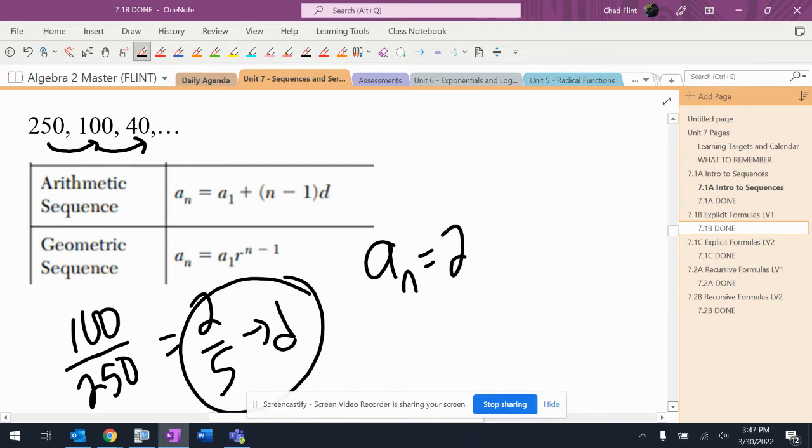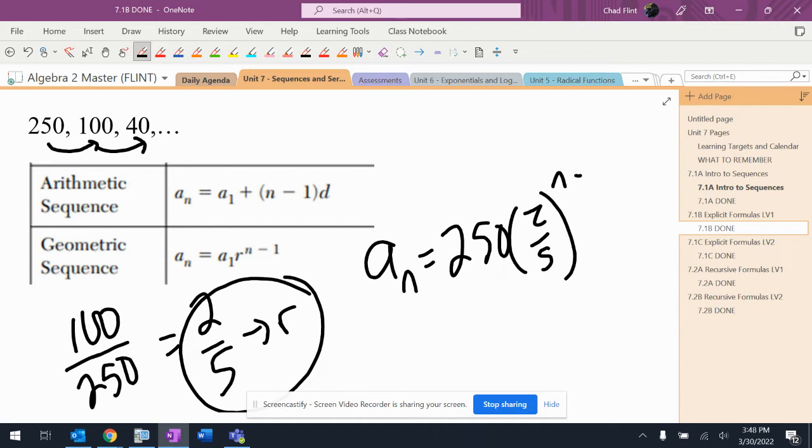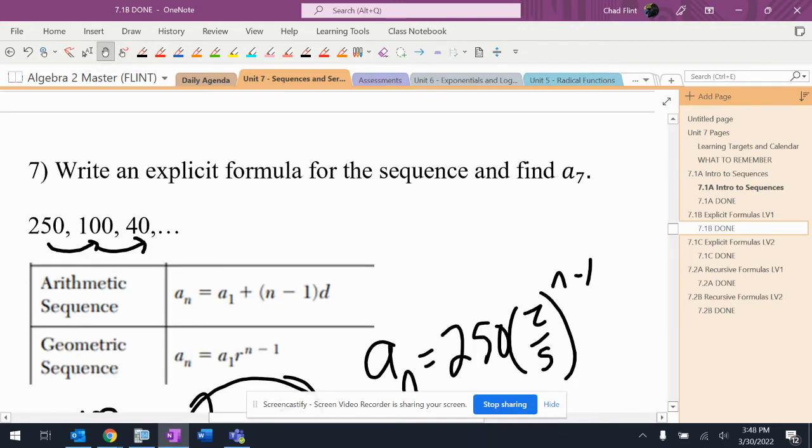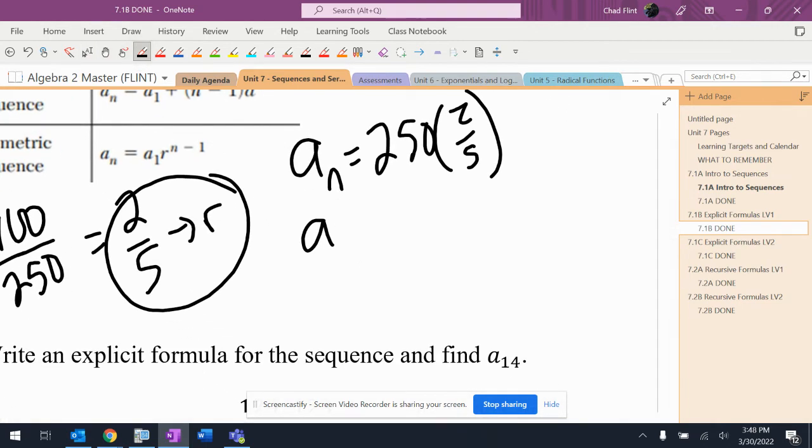All right, A1 is 250. The rate is, and I labeled that D as R. I probably did that in at least one other problem. So 2/5 to the n minus 1. I want the 7th term. Was it 7? Yeah, 7. All right, so again, this is borderline writing it out for me, but when I see that fraction, I'm like, yeah, no. All right, 7 minus 1.